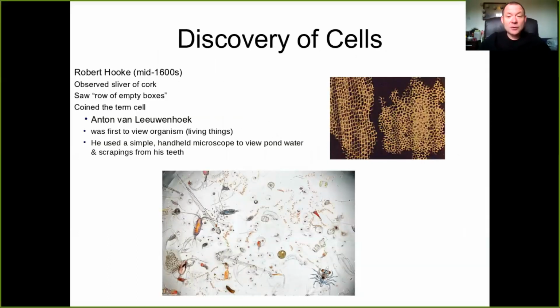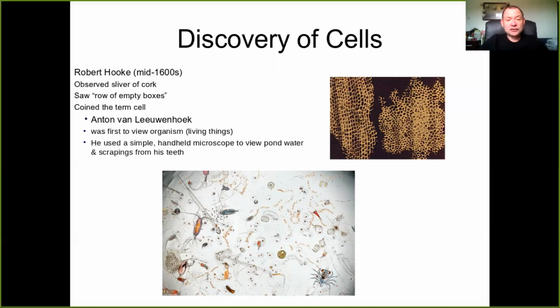So here's a summary of that. What we're looking at on the right is basically a microscopic image of cork, which is a form of wood, and you can see cells within that cork. And at the bottom, we're seeing various different types of cells. So, well, we're seeing images through a microscope. So Robert Hooke, mid-1600s, observed a sliver of cork, saw rows of empty boxes, coined the term cell. Anton van Leeuwenhoek was first to view organisms, living things, using a microscope. He used a simple handheld microscope to view pond water and scrapings from his teeth, and saw all these tiny little creatures.